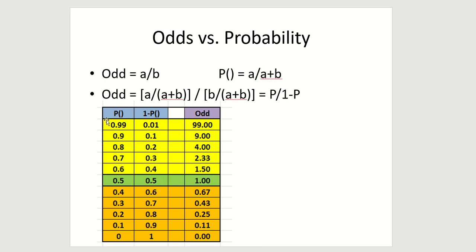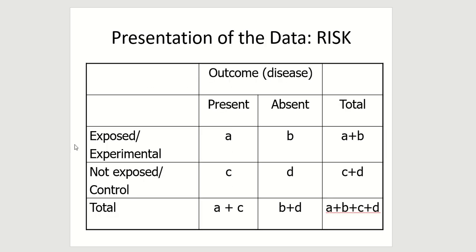All right, so this is, in a very brief way, the odd, because we're going to calculate something with the odd in a minute. So we introduced risk, we introduced probability, odd, and prevalence. Let's move into calculating a risk.